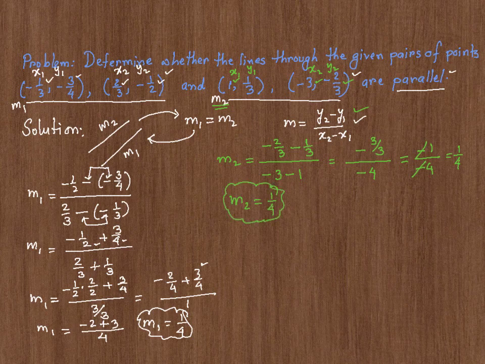Now I compare m1 and m2. So here is my m1, here is my m2. Both are equal to each other because they are 1/4 each. So m1 is equal to m2. Therefore, m1 is equal to m2 is equal to 1/4. So just to clarify, the two lines that are under consideration, this one and this one, they are parallel to each other.